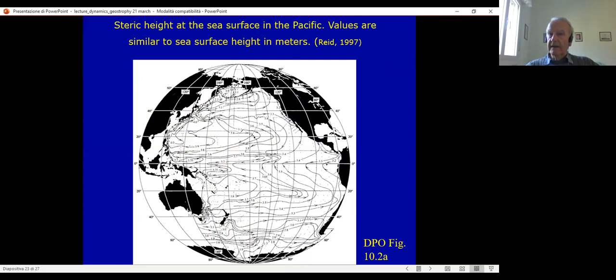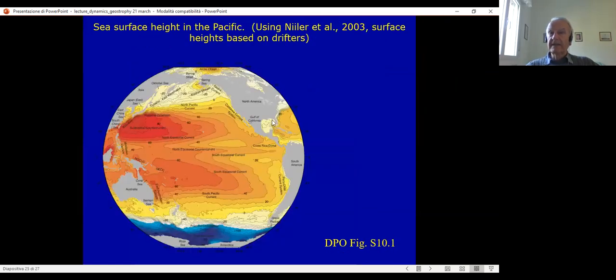And this is the same thing, but in the Pacific. Again, this is obtained in the same way. You can see that these measurements in this paper are from 2003, and at that time there were already something like 2,000 drifters launched all over the world ocean.